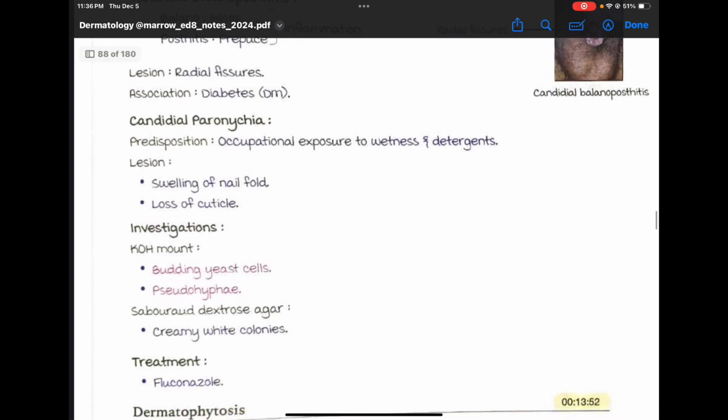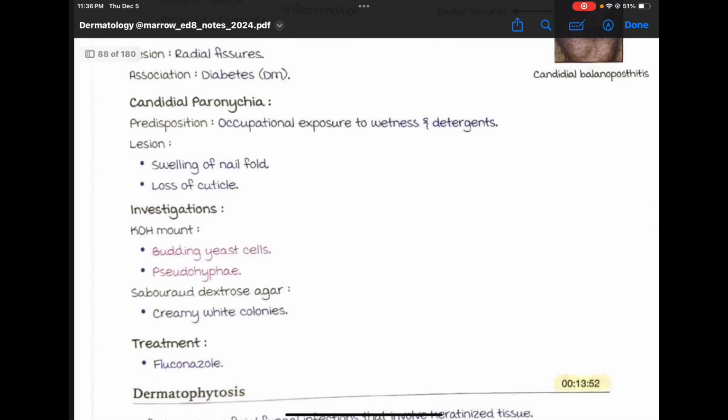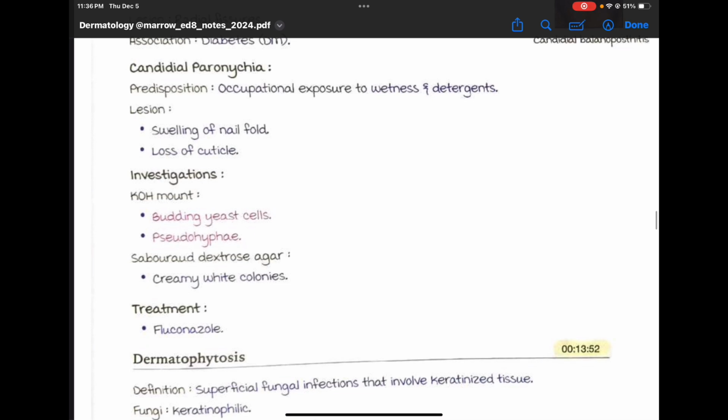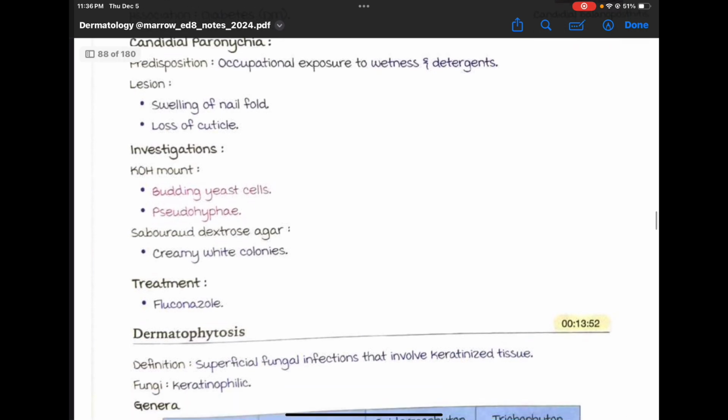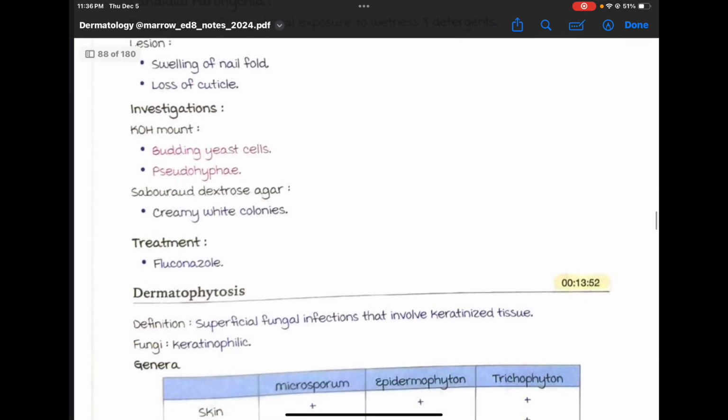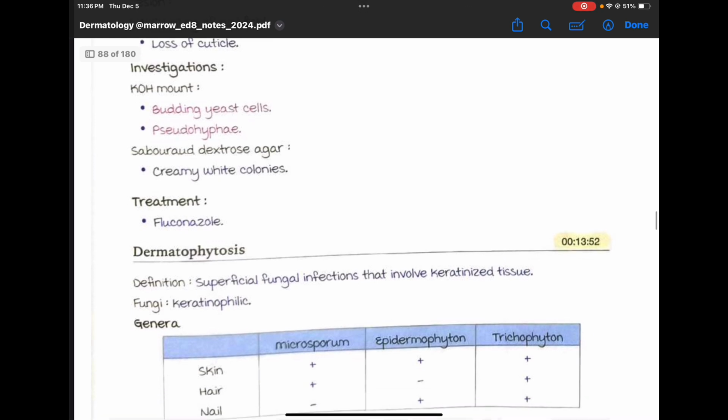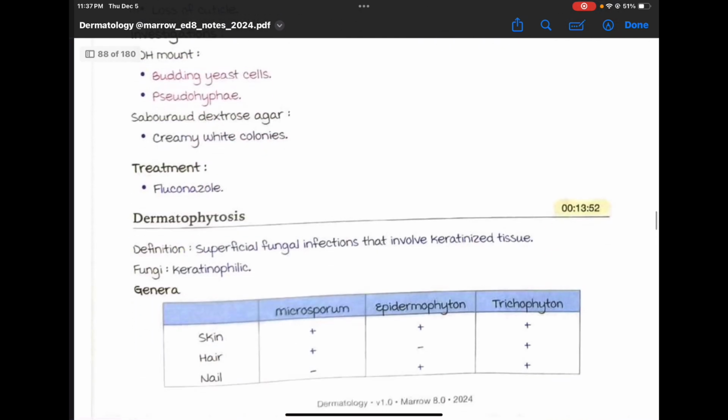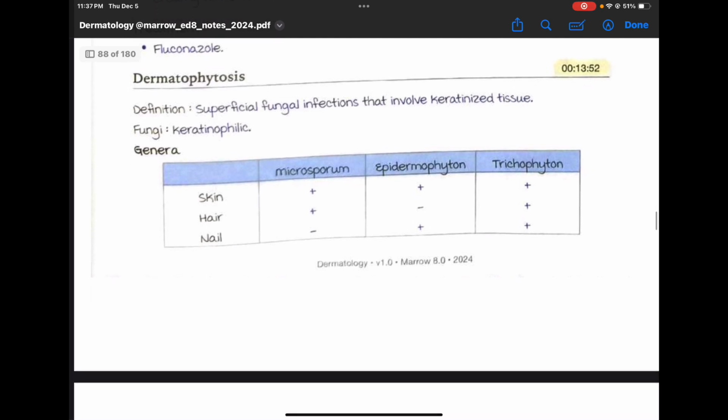Candidal paronychia, predisposition: occupational exposure to wetness and detergents. Lesion: swelling of nail fold, loss of cuticle. Investigation: KOH mount, budding yeast cells, pseudohyphae. Sabouraud agar, creamy white colonies. Treatment: fluconazole.